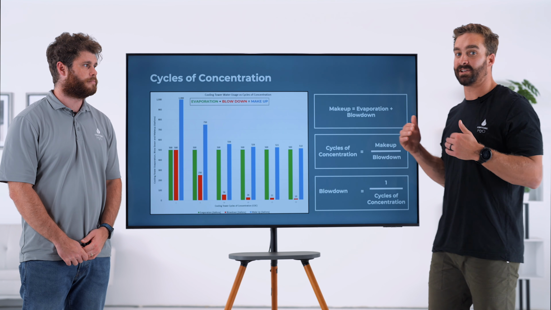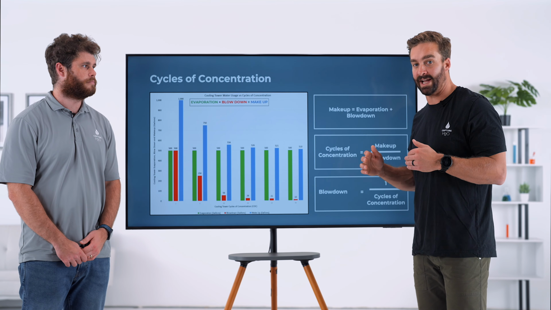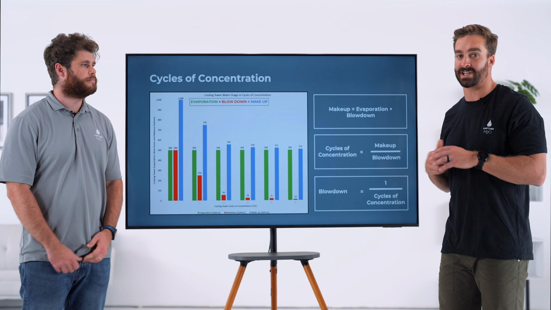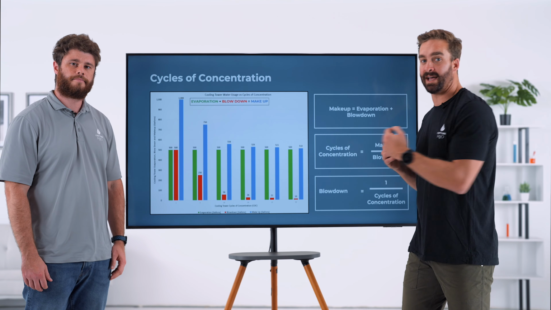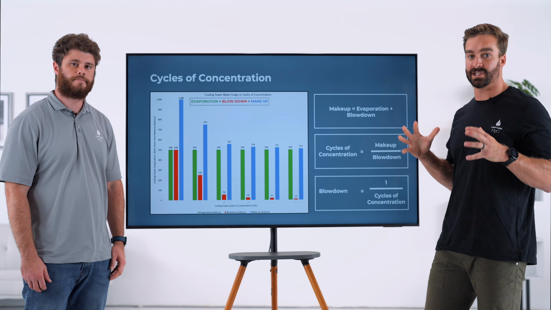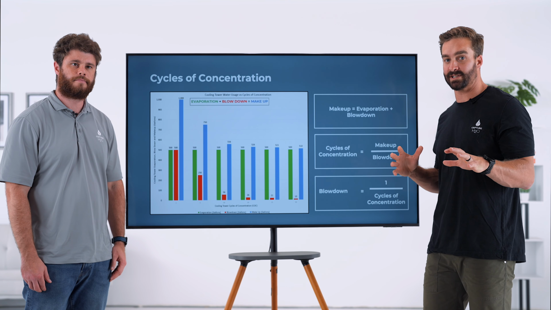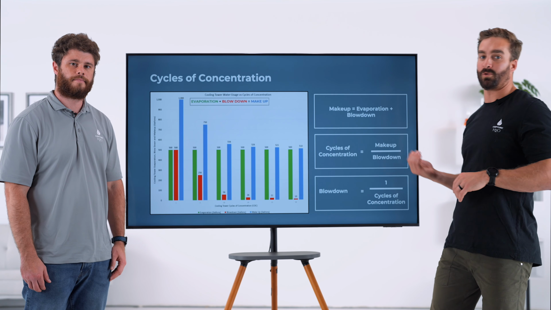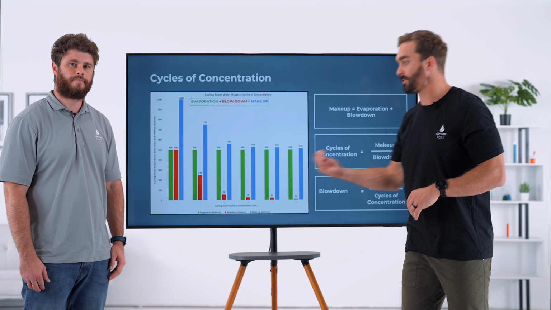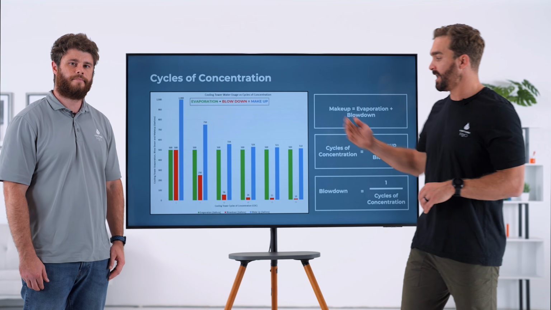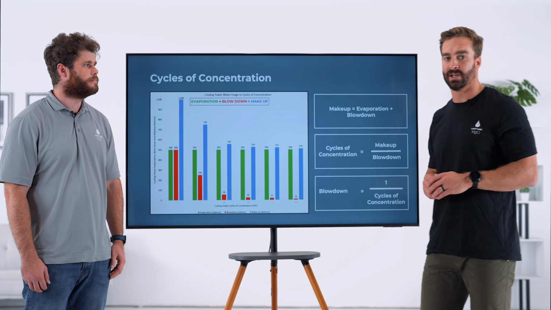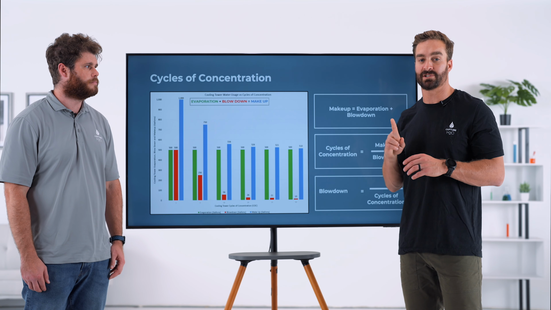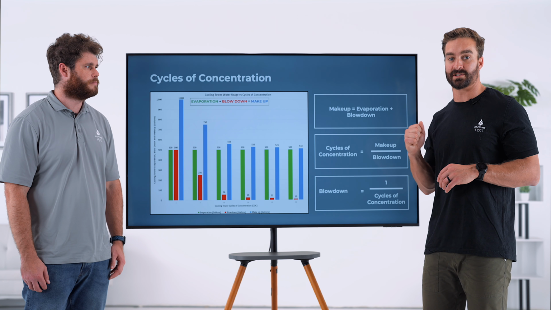As you can see, we calculate the amount of water going to the drain by taking the inverse of our cycles of concentration. So you can see that one of our biggest levers in being able to reduce the amount of water consumed in your cooling system is by moving to the right on this chart, by increasing our cycles of concentration and reducing our red bar on this chart, or reducing our blowdown. So that's our first and most important lever for water consumption savings.